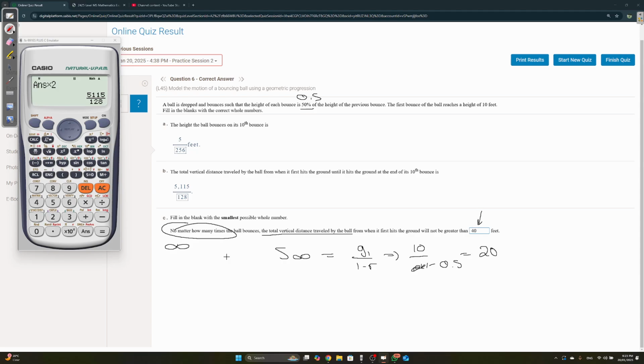But why is it 40? Because again, we're saying the distance traveled. So when you're talking about the distance traveled by a bouncing ball, you always multiply by 2, and you get 40. Okay?